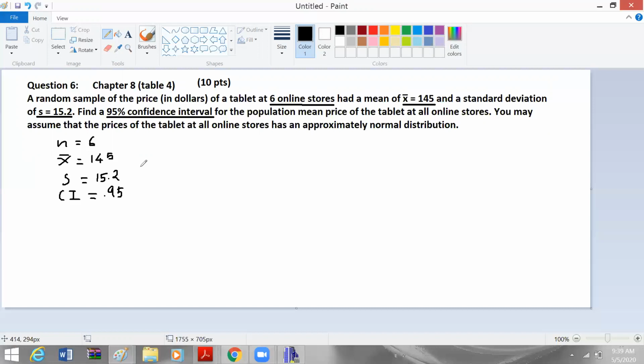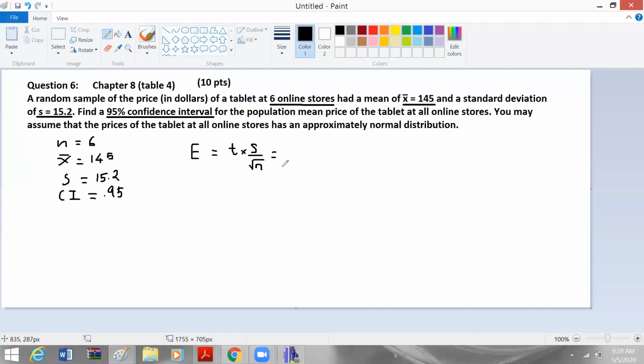Okay, so now what we need to do is just compute the error. So the E will be what? The E will be T times S over radical n. So I believe that most of us did this type of question on the second exam, and most of you actually got it right. And I was so happy for that.